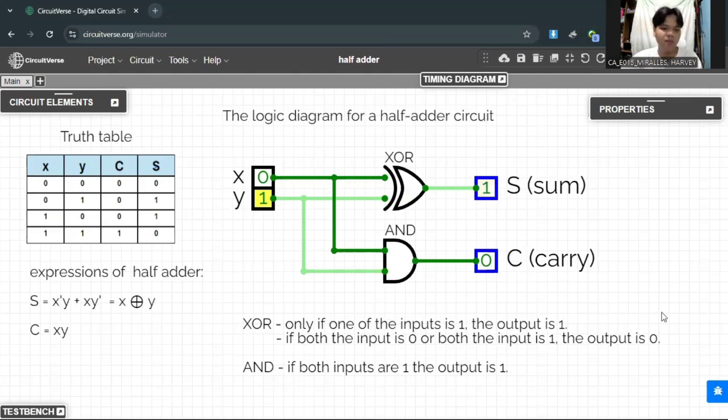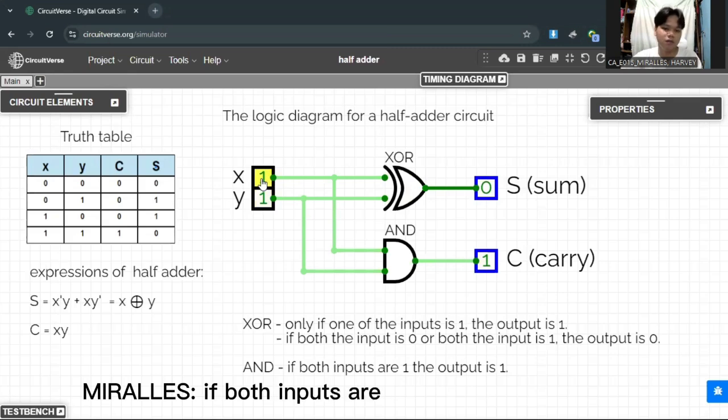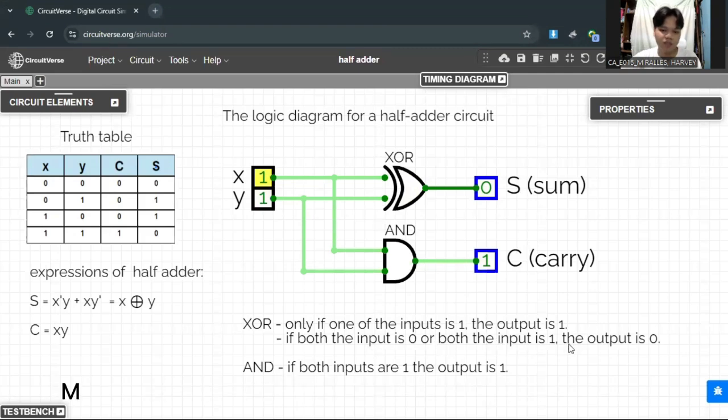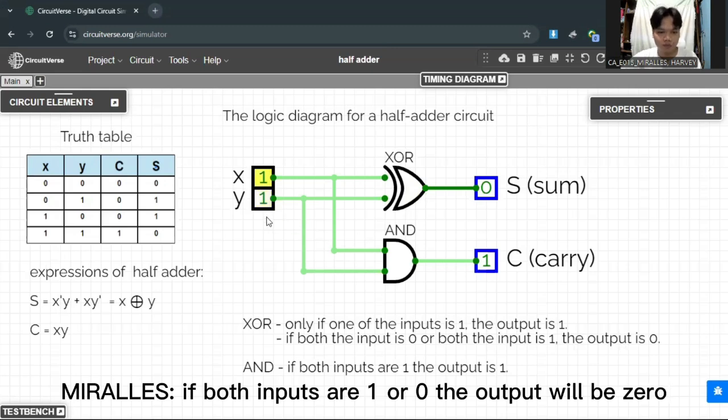So, paano naman kapag dalawang 1? Mag-output siya ng 0, since if both the input is 1 or both the input is 0, the output is 0. So, kahit gawin natin siyang 0 is mag-output pa rin siya ng 0.